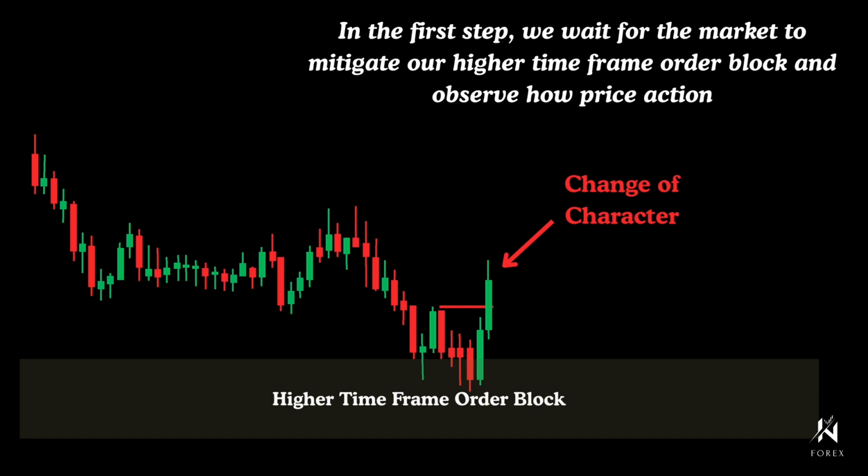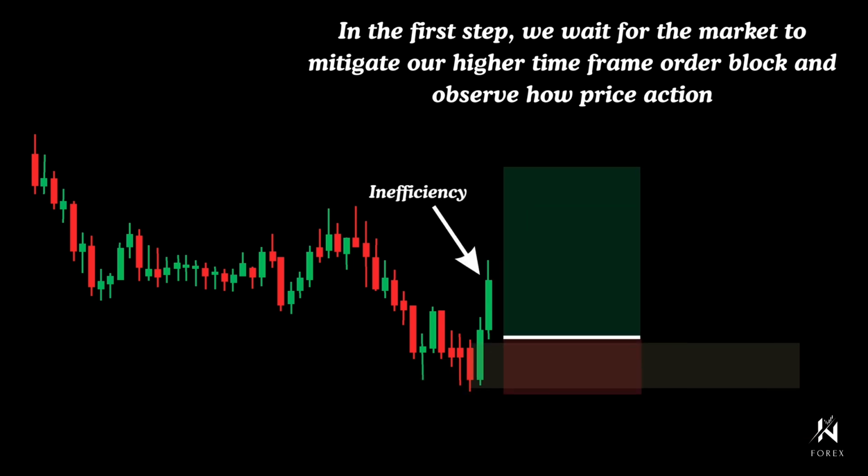Typically, we see 2 common entry patterns. In the first one, the change of character move creates inefficiency and a valid order block. We then place our order a spread size above the order block, with our stop loss set a few pips below the lowest point of the zone.